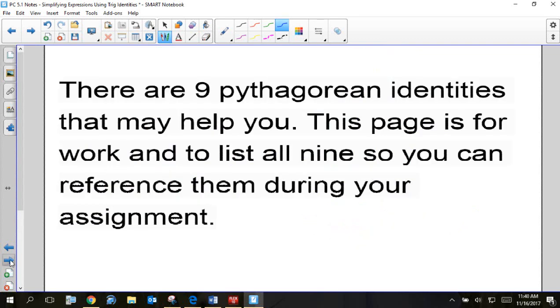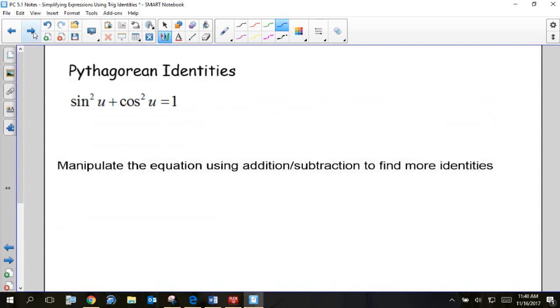All right, and then there's 9 more identities. There's 9 of them that we're going to go through, and I'm going to show you how you get them. You don't have to go through the same process. We're doing it one time, so you've seen it, and then from there you can just use them. Just so you know how they are made, we'll do it the one time. So the very first one is going to be sine squared u plus cosine squared u equals 1. That's number 1. There's 9 of them.